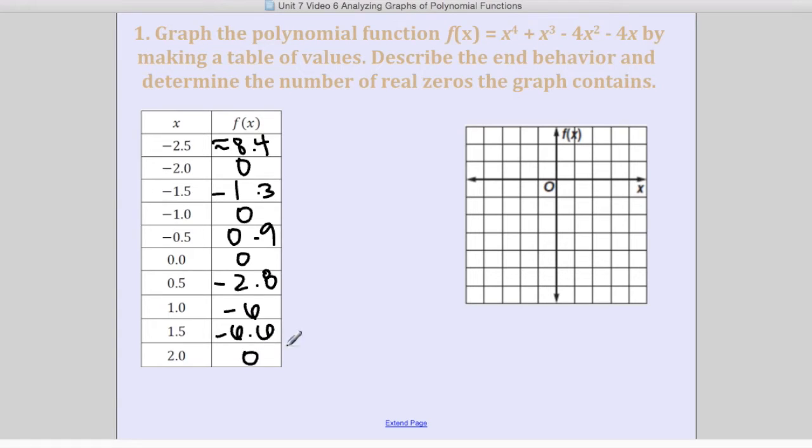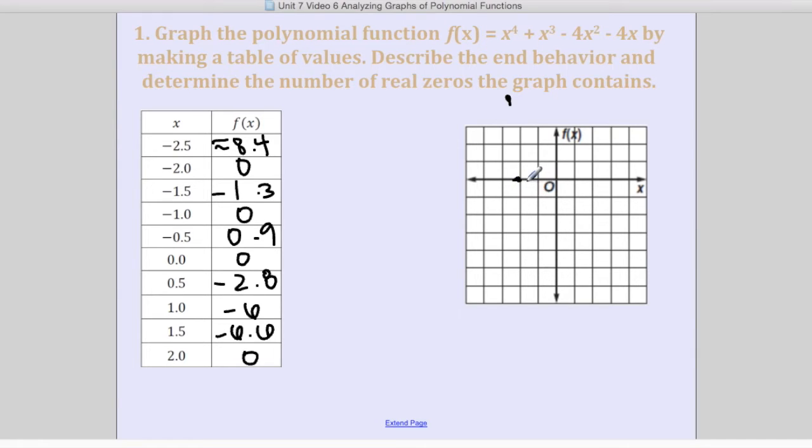All right, now that I have this table of values, and hopefully you copied yours down, I'm going to go ahead and do my best putting those on here. So I have negative 2.5 and 8.4. Well, that's not going to fit on there, so I'm not going to put it right now. But I do know it's way up here somewhere. Okay, now I'm going to do negative 2, 0.